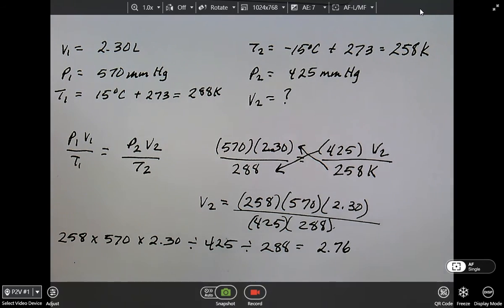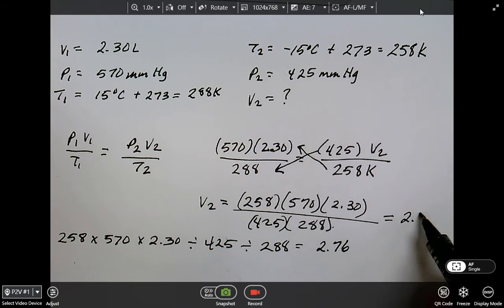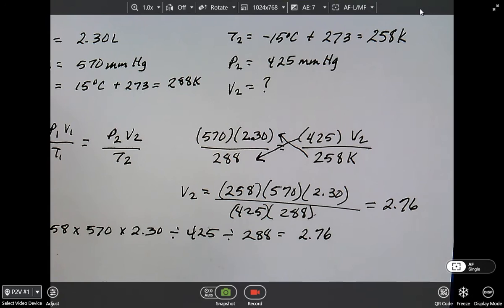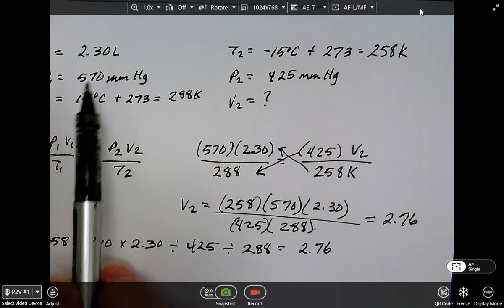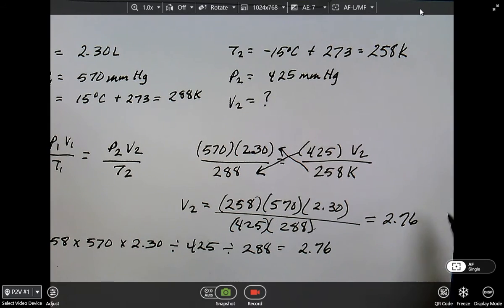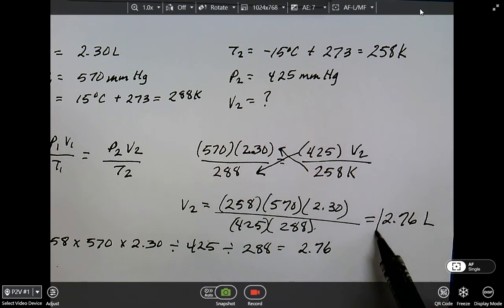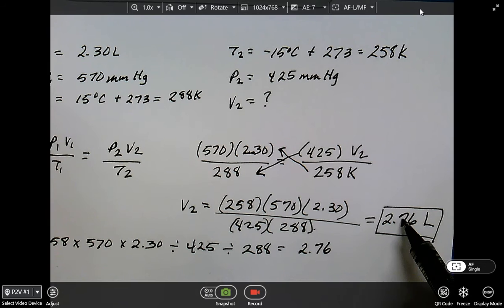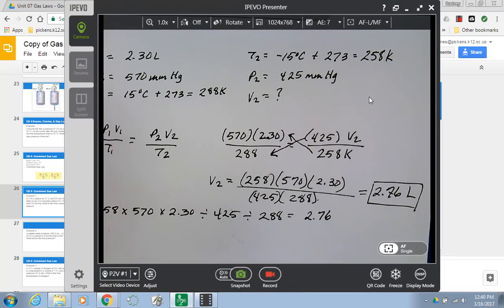All right? And so your volume is 2.76. And what is going to be the unit? Well, since our volume started out with liters, then our V2 is also going to be in liters. And so there's my final answer, 2.76. All right, let's go to the next problem then.